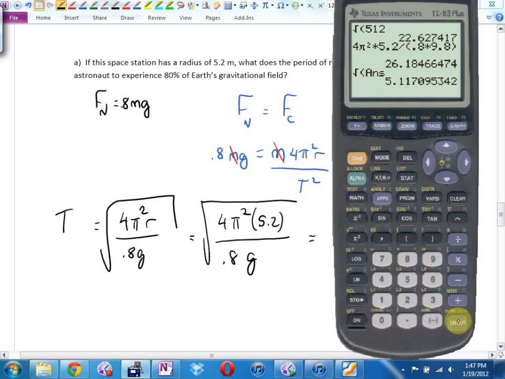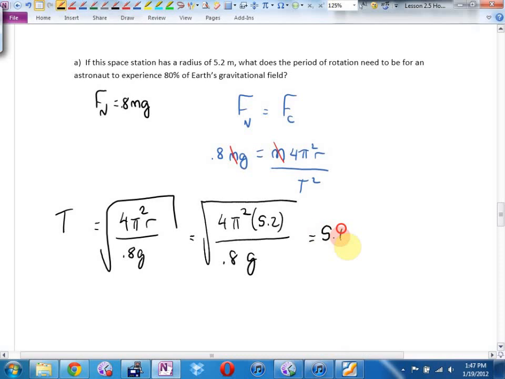How could we make it so that the space station didn't have to spin so fast? Bigger radius, bigger space station. Or compromise on how much gravity we wanted. If we want 60% of gravity, that would make this number smaller, which would make this number bigger, which would mean it would take longer to go around once. It's not having to spin so fast.